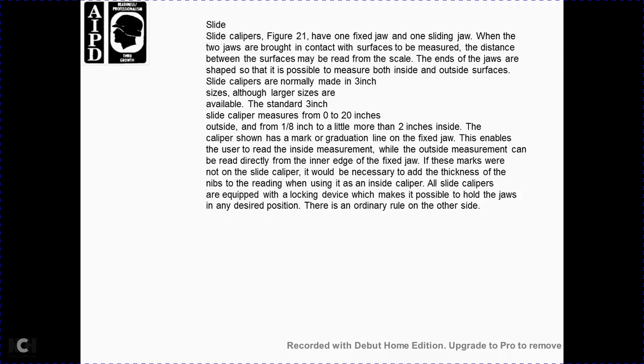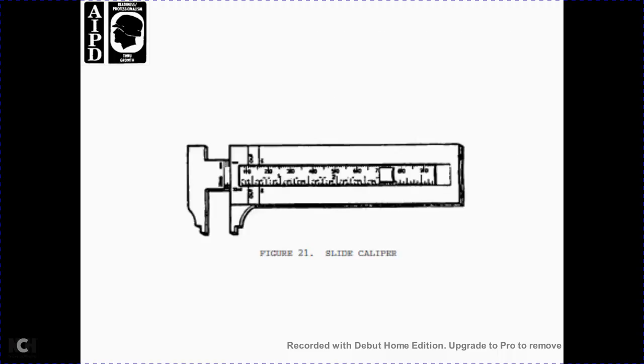The slide calipers are equipped with a locking device, which makes it possible to hold the jaws in the desired position. There is an ordinary rule on the other side. Figure 21 shows the slide caliper.